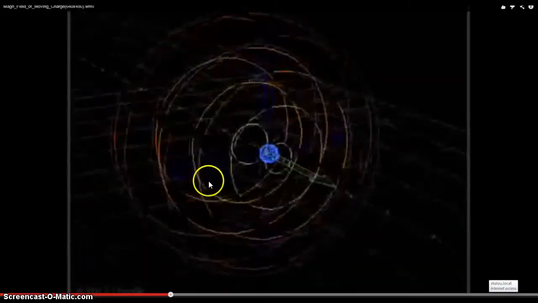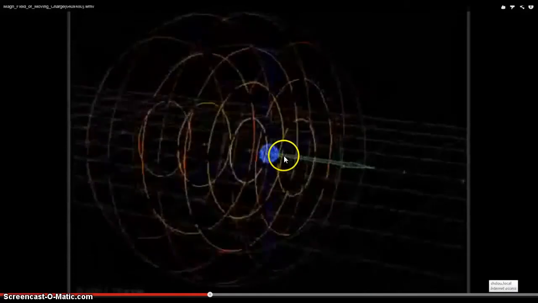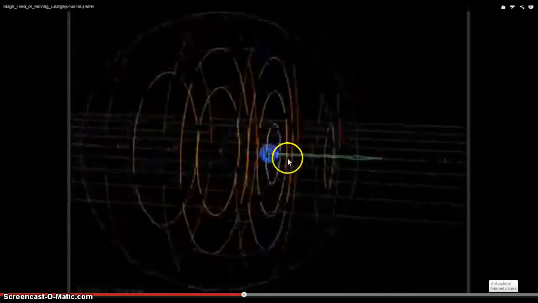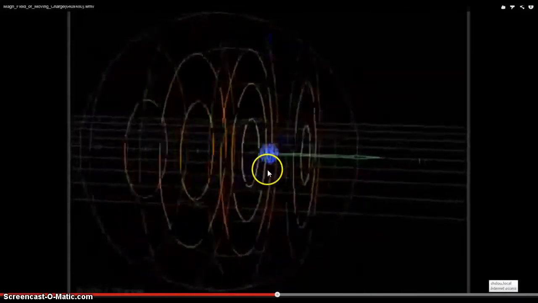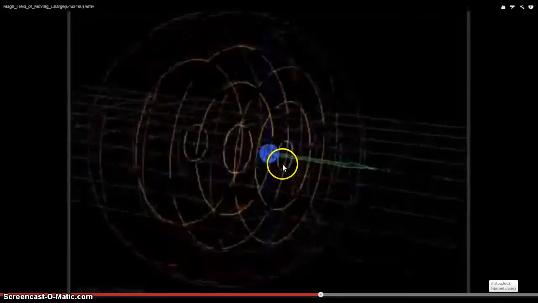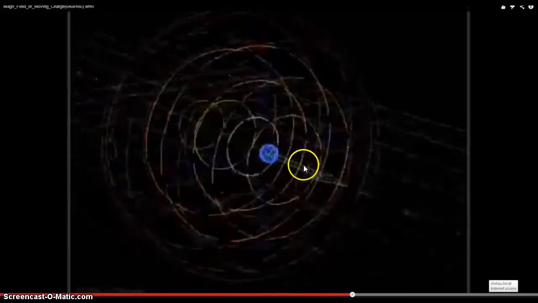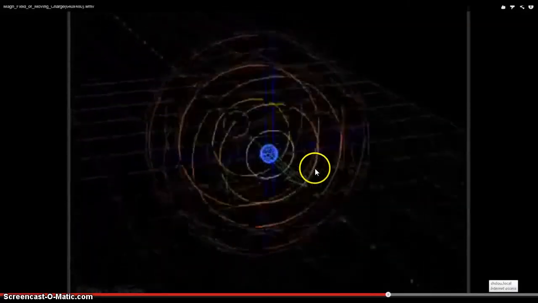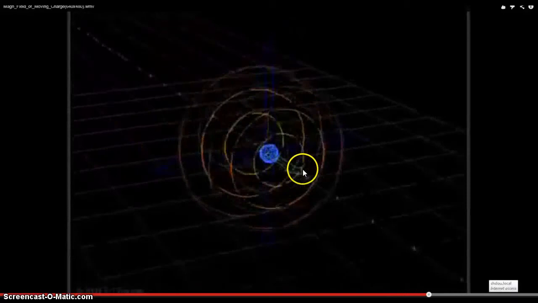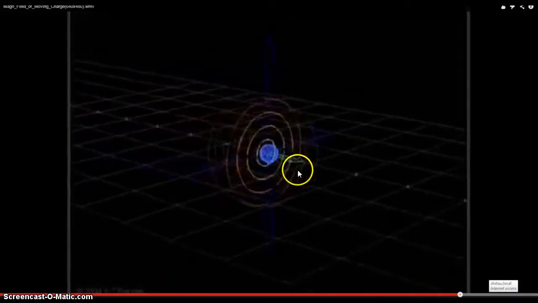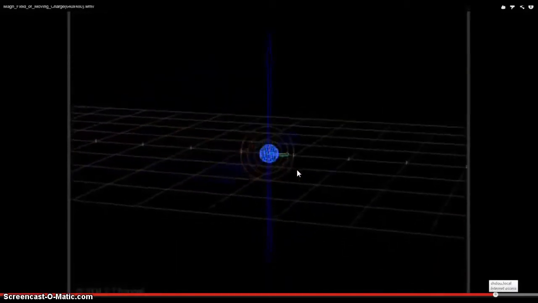So this is backwards. The field lines should be closer spaced. So imagine lots and lots of field lines really packed together the faster it goes. And then here when it slows down, those field lines sort of disappear and fade away. And we have wider spaced fields.